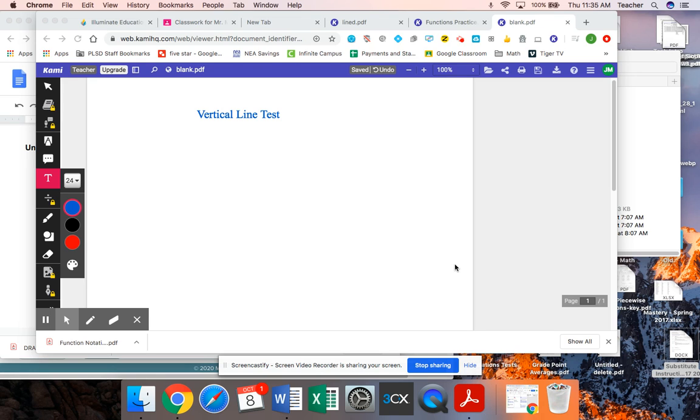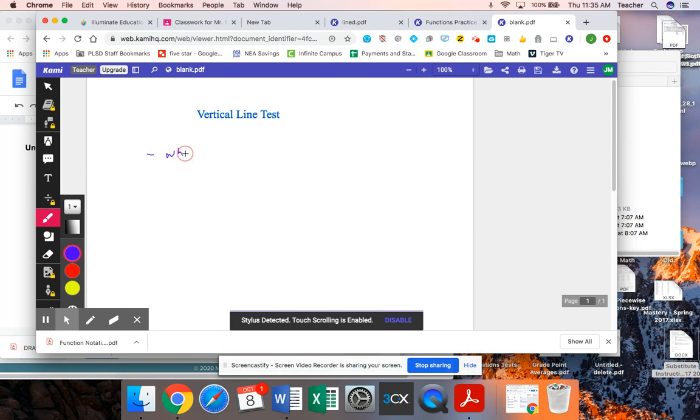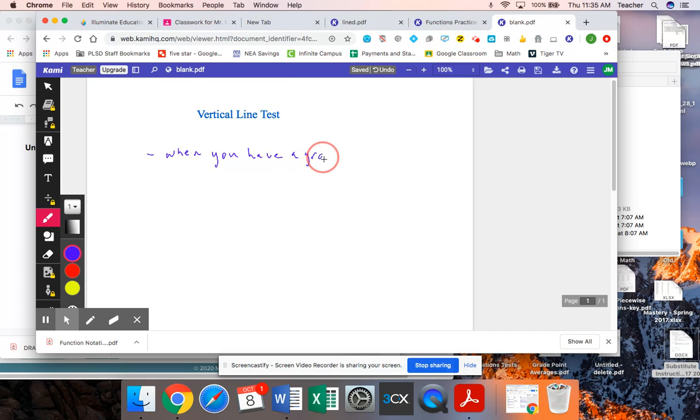All right, another way to find out whether or not a relation is a function is by using the vertical line test. Let me just say right on the front side, you want to use the vertical line test when you have just a graph. That's important. You do this when you have a graph.